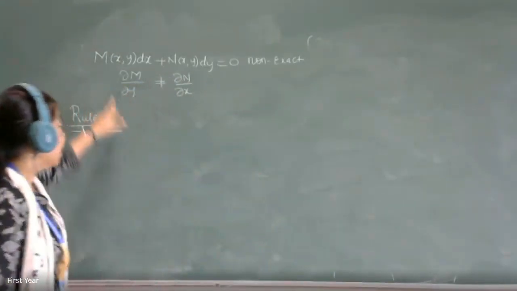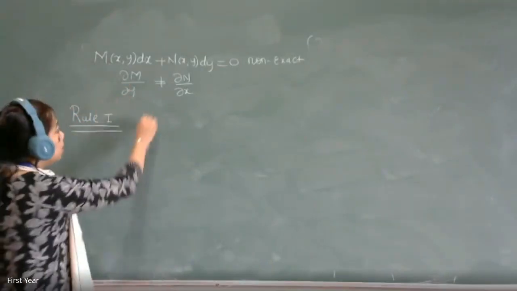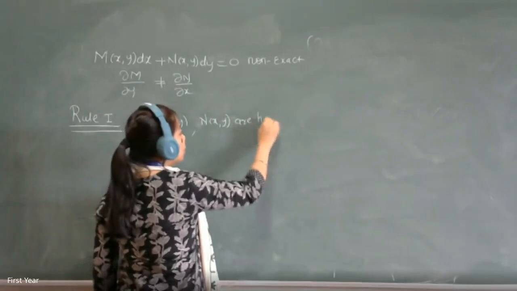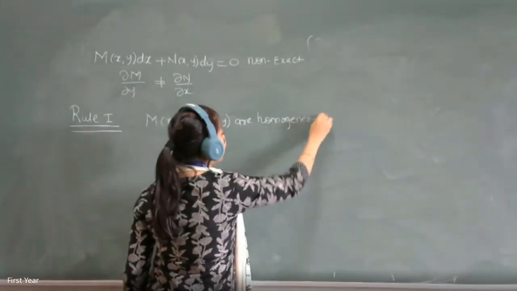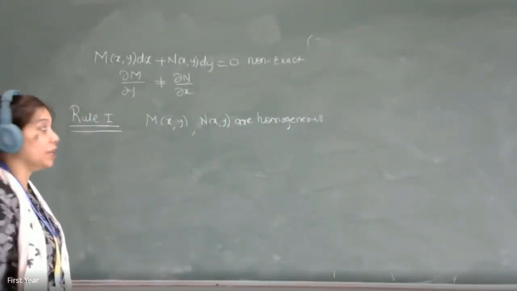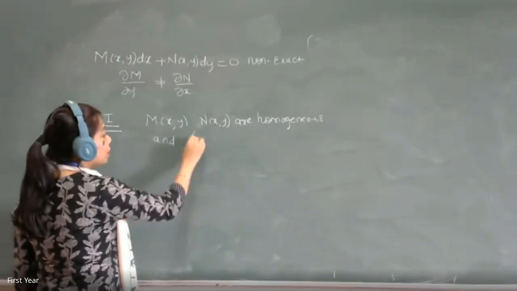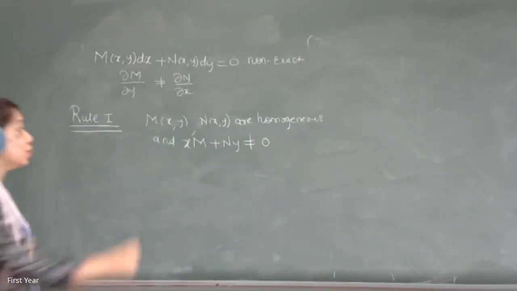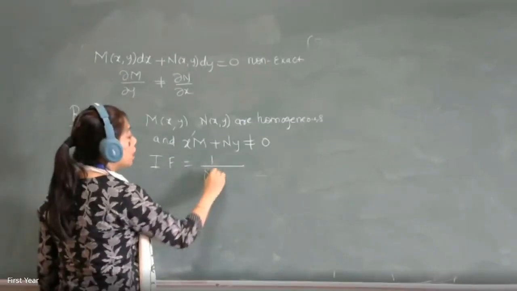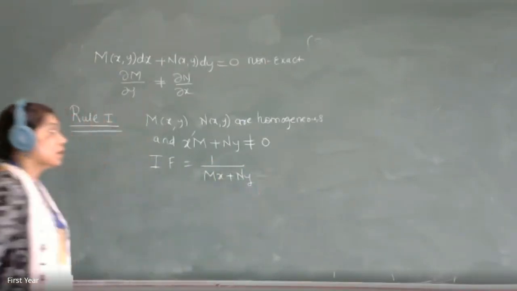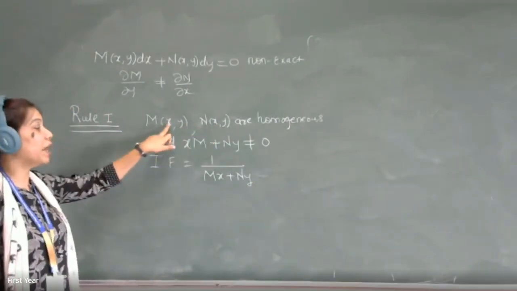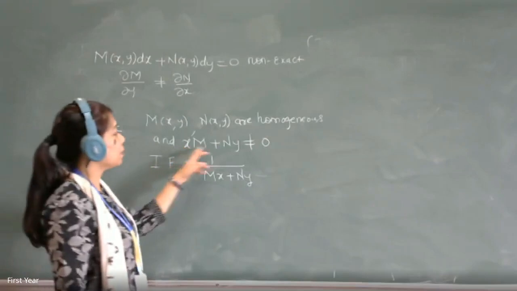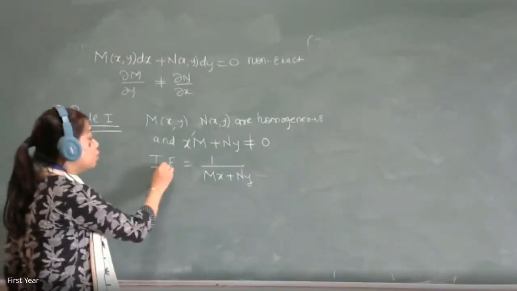Now the second is this. If your differential equation is non-exact and M and N are homogeneous, meaning each term appearing in the expression of x and y is of the same degree, and also one more condition: Mx plus Ny is non-zero, then your integrating factor is 1 upon Mx plus Ny.